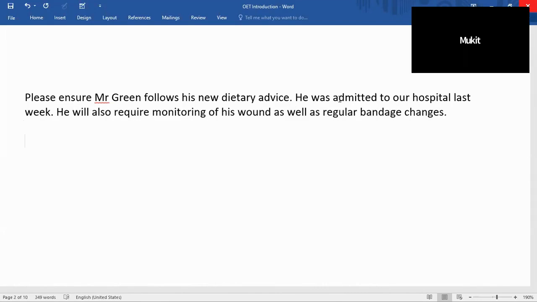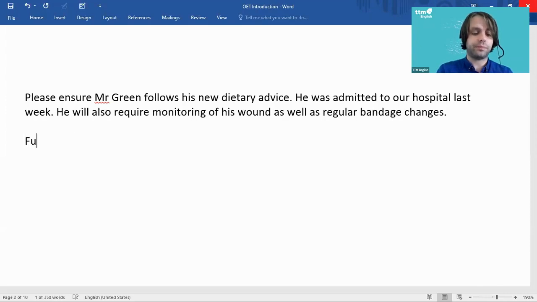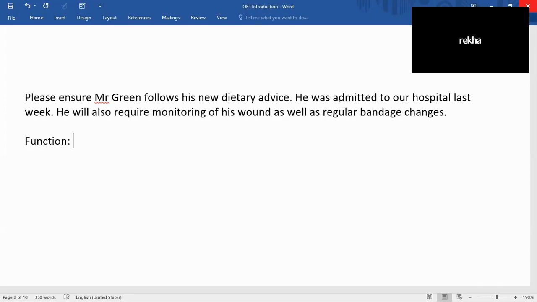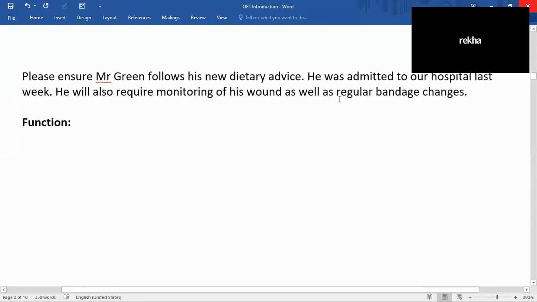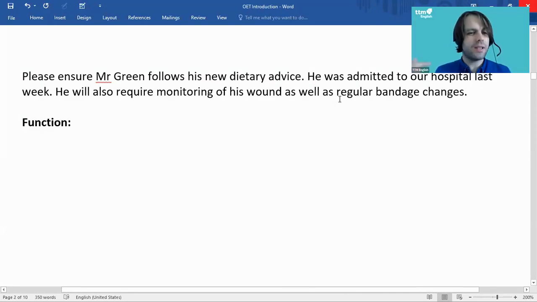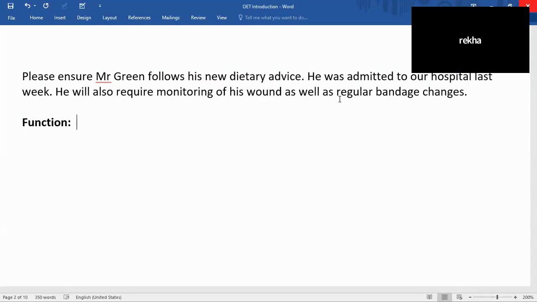And if I ask Rika, what's the function of this? What happened first, then second, he was admitted to hospital last week. And now what we are doing, he needs... Is it telling me the sequence of events in the past? No.